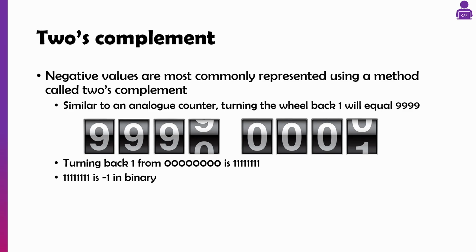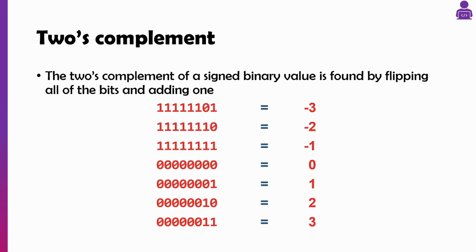It's the same thing in binary: taking away 1 from 000 is going to give you 11111, which is -1 in binary. So to do this, we just flip all the digits. If it's a 0, it's a 1, if it's a 1, it's a 0, and then add 1. So for -3, the value is 11111101. Really simple. So flip all of the bits and add 1.